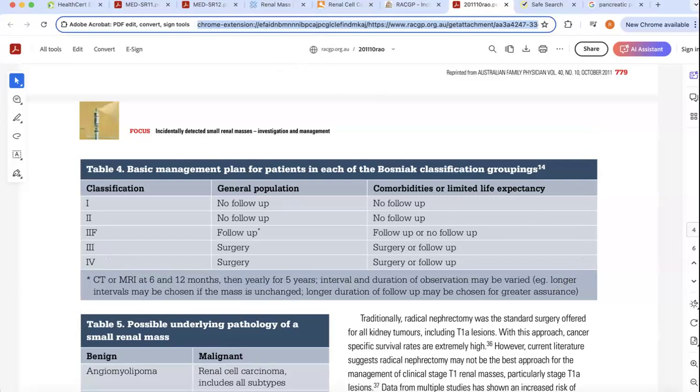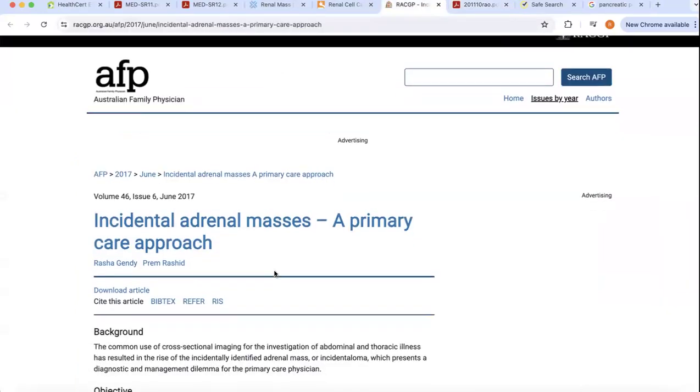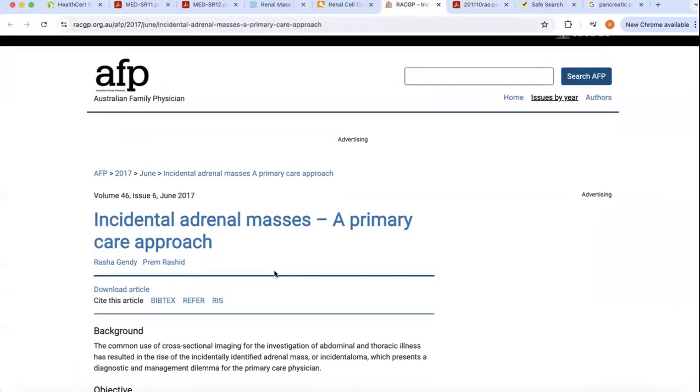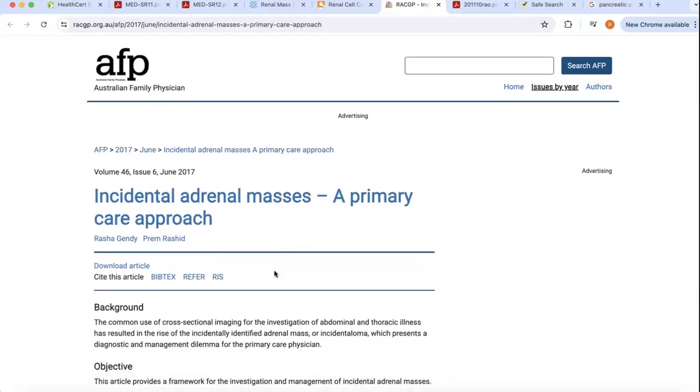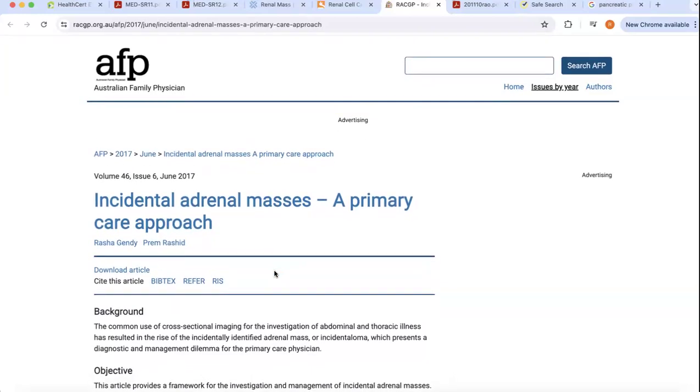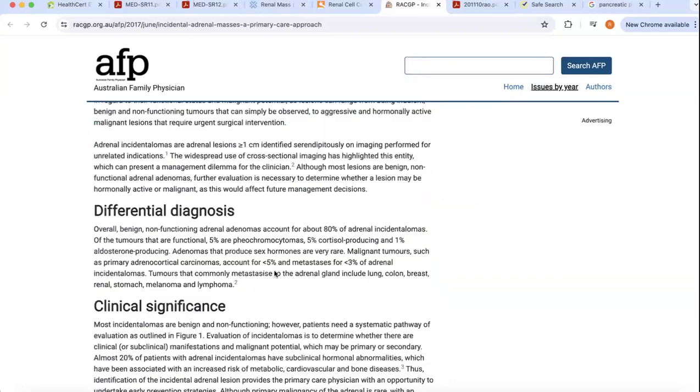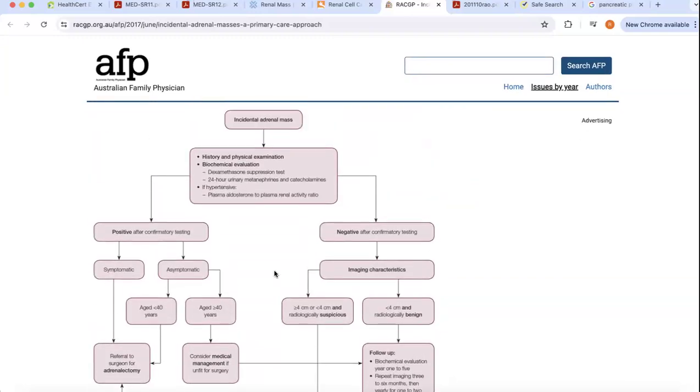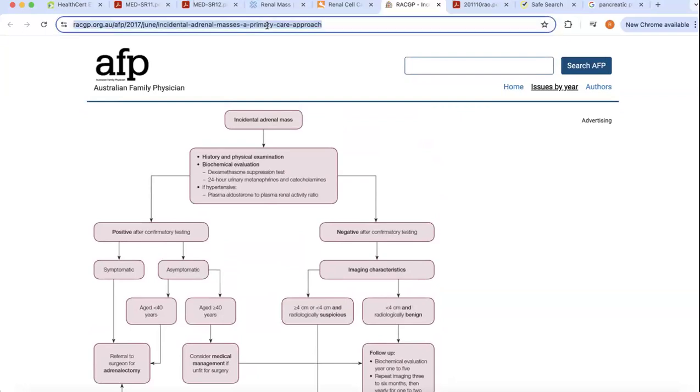So I'll just put it in here so that you can go through that. I've just shared the link of this one. And you should also read, now that was the renal mass, what to do for incidentally detected adrenal mass. So that's important for exam. I'm just giving this to your chat box also. This is a RACGP guideline, important for exam.